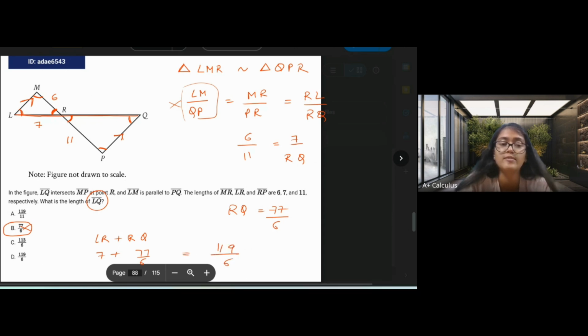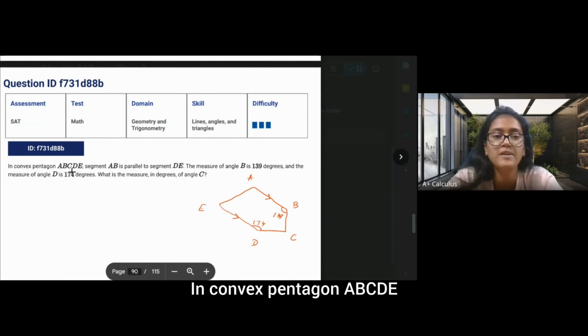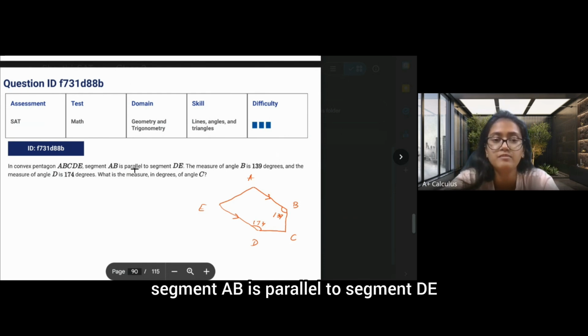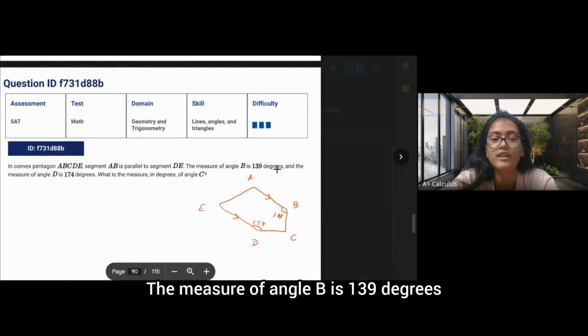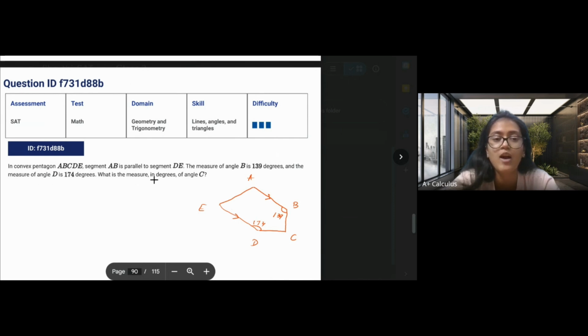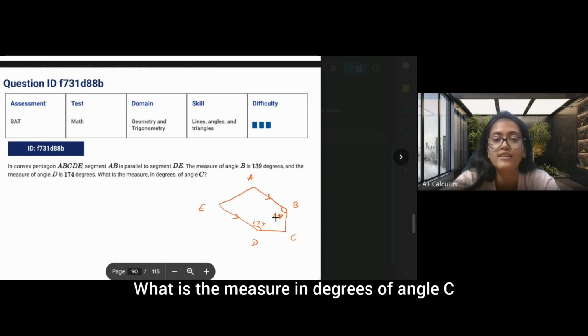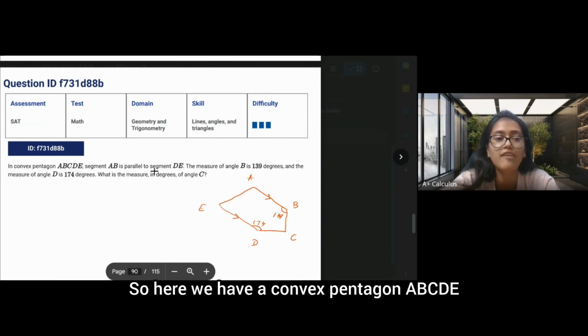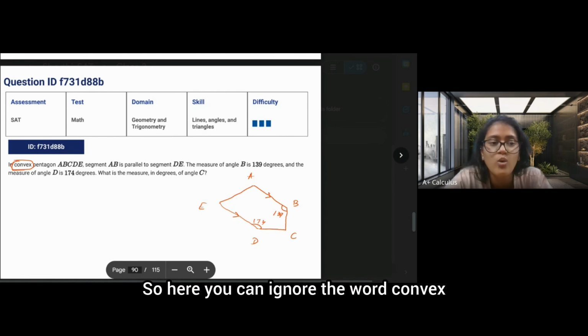In convex pentagon ABCDE, segment AB is parallel to segment DE. The measure of angle B is 139 degrees and the measure of angle D is 174 degrees. What is the measure in degrees of angle C? So here we have a convex pentagon ABCDE. So here you can ignore the word convex.